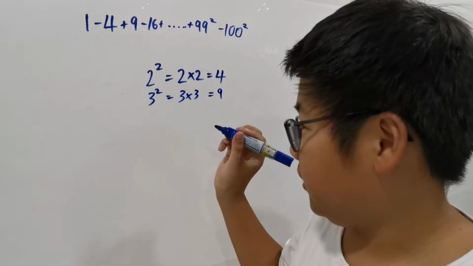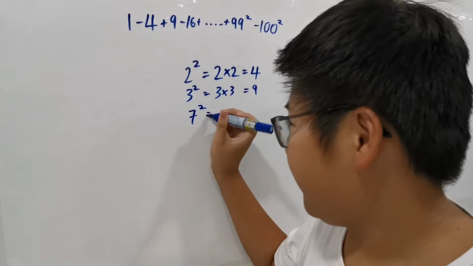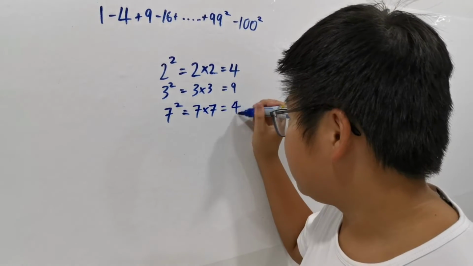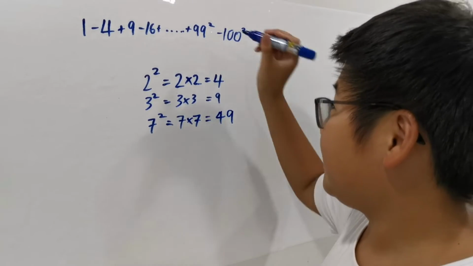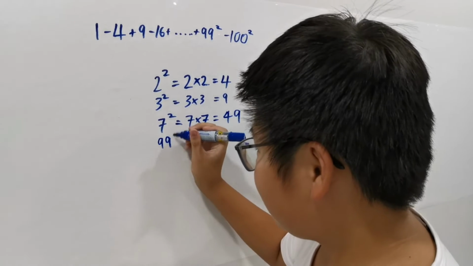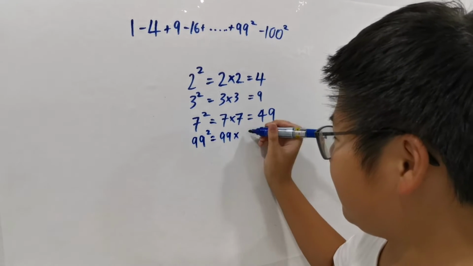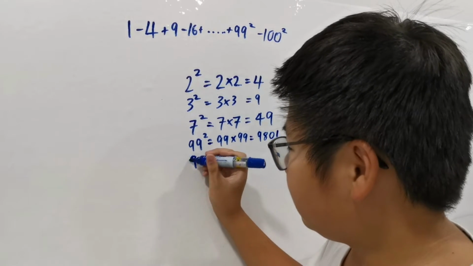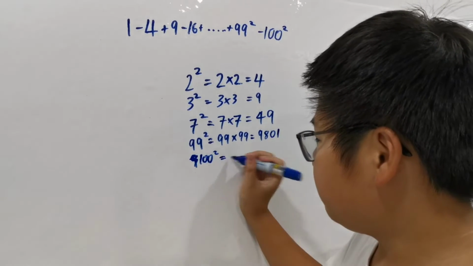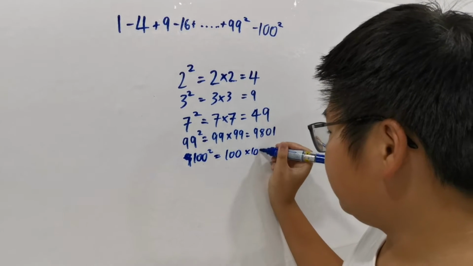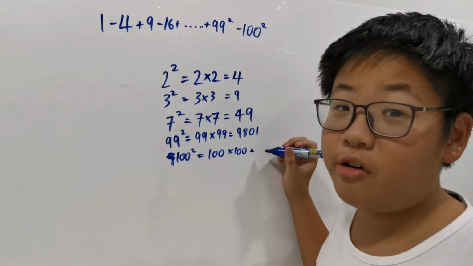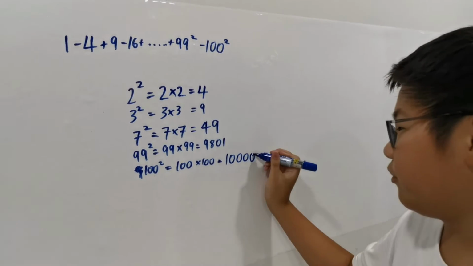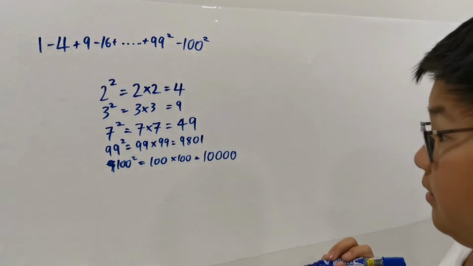Now, let me ask you a question. What is 7 squared? That's right, it is 7 times 7 equals 49. Now, what are 99 squared and 100 squared? 99 squared equals 99 times 99 equals 9801. 100 squared equals 100 times 100 equals, some of you might call it a myriad, some of you might call it 10,000. So we'll just put 1 followed by 4 zeros to reduce ambiguity.